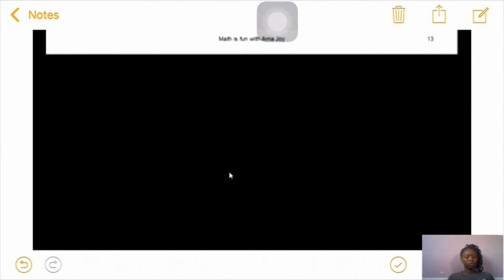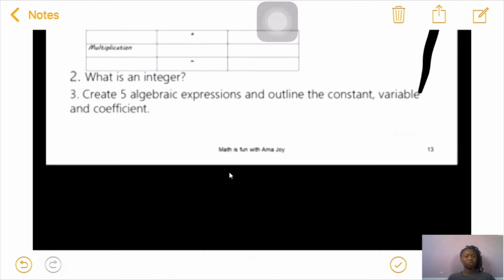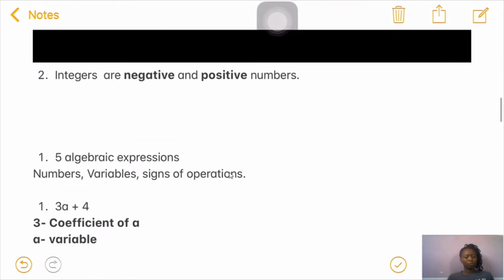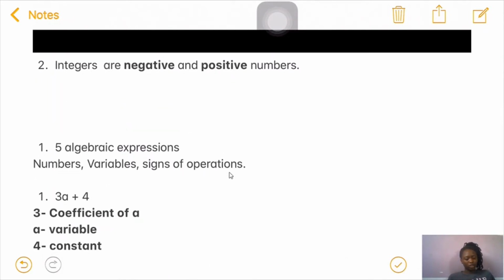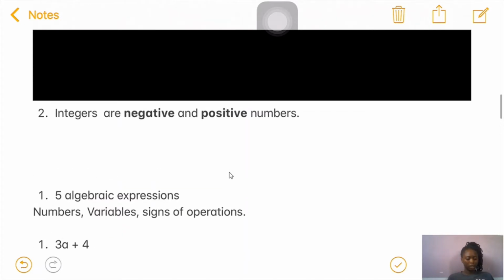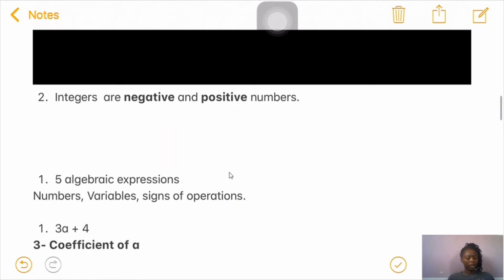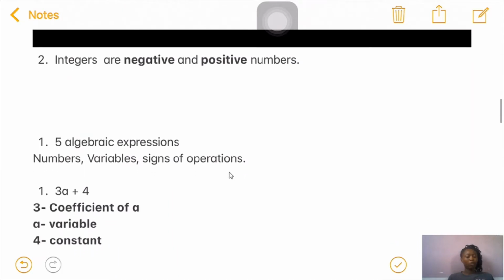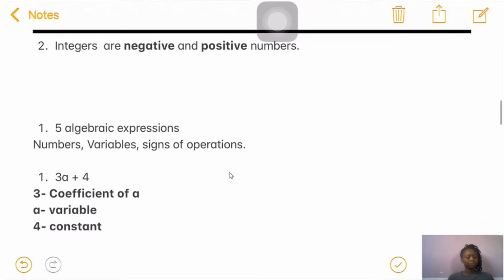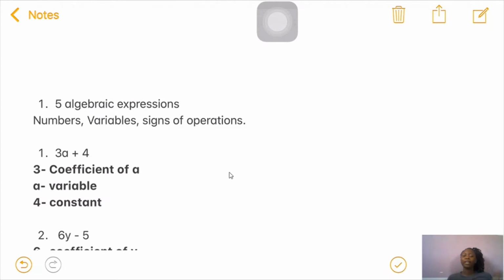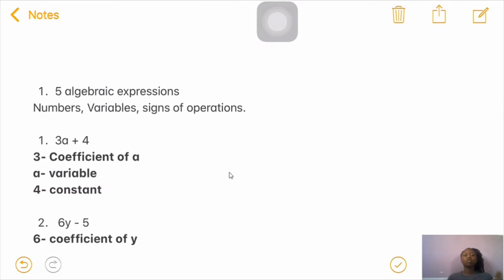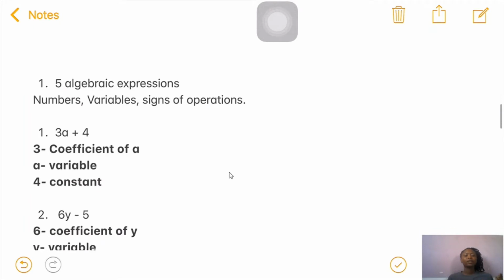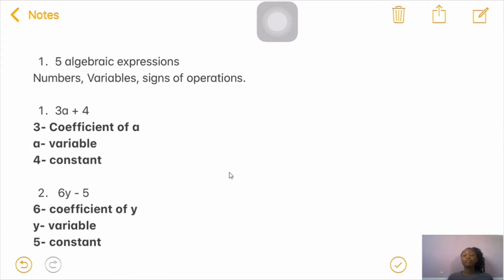Then the next question required us to create 5 algebraic expressions and outline the constant, variable, and the coefficient. So I have my algebraic expression here. The first one I have is 3a plus 4. In this case, 3 becomes my coefficient of a, a is a variable, and 4 is the constant. Next example I have is 6y minus 5. 6 is the coefficient of y, y is a variable, and 5 is a constant.